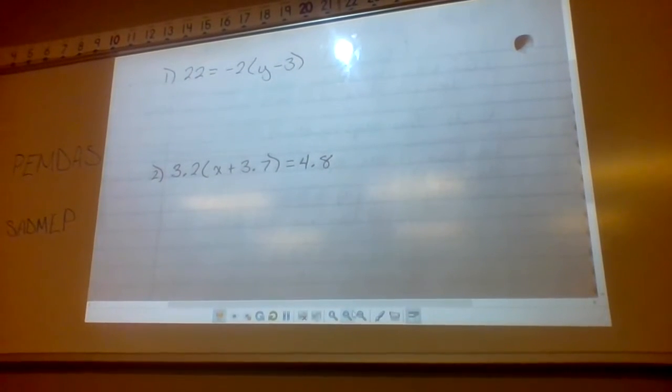I got it. Where's your variable? Oh, I got it. It's right here. What operations do you see? Multiplying and subtracting. Okay, so which one are you gonna undo first? The multiplication or the subtraction?